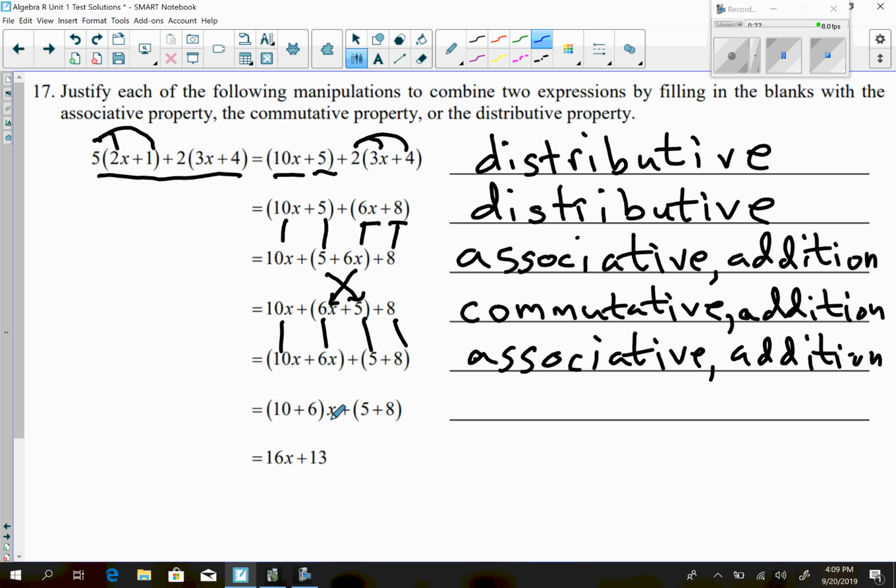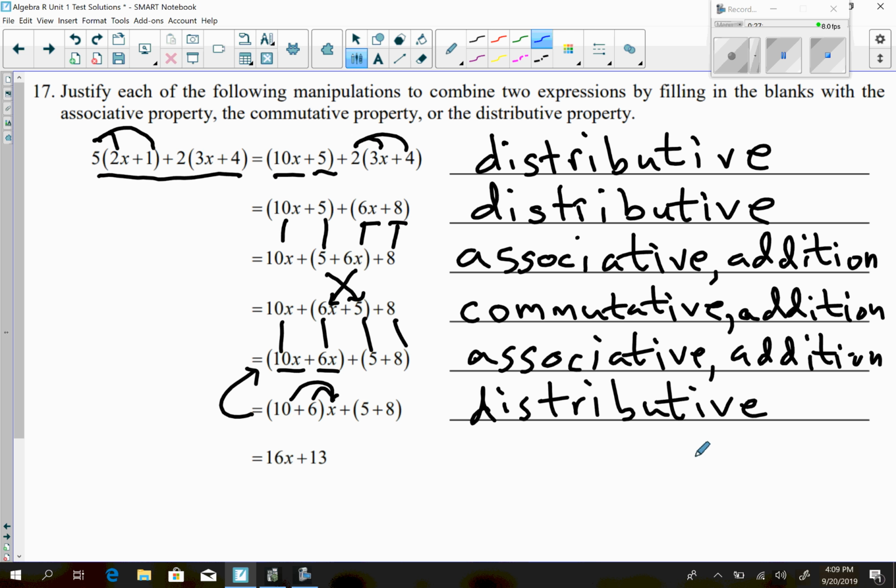Then from here to the next line is another example of the distributive property, but it's backwards. I'll show you what I mean. It's the distributive property again, because if we go from here back up to that step, we distribute the x. X times 10 is 10x, and x times 6 is 6x. And nothing different here from here over. So from here to here is the reverse of the distributive property.